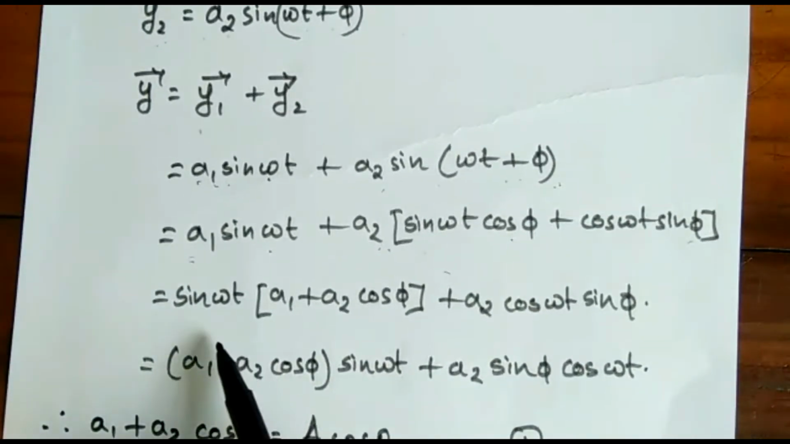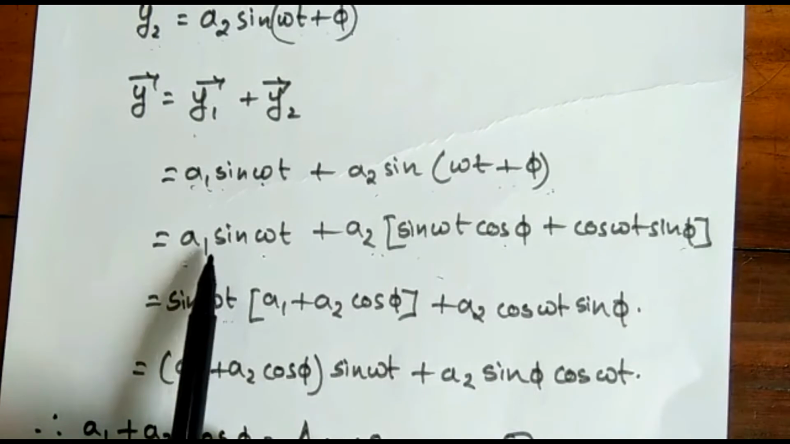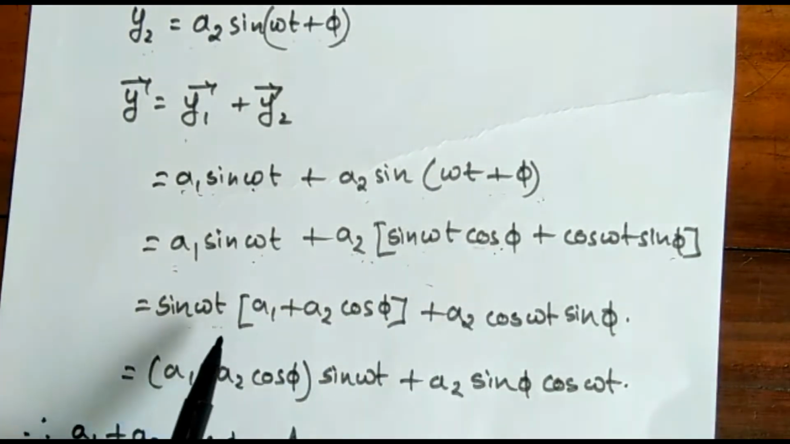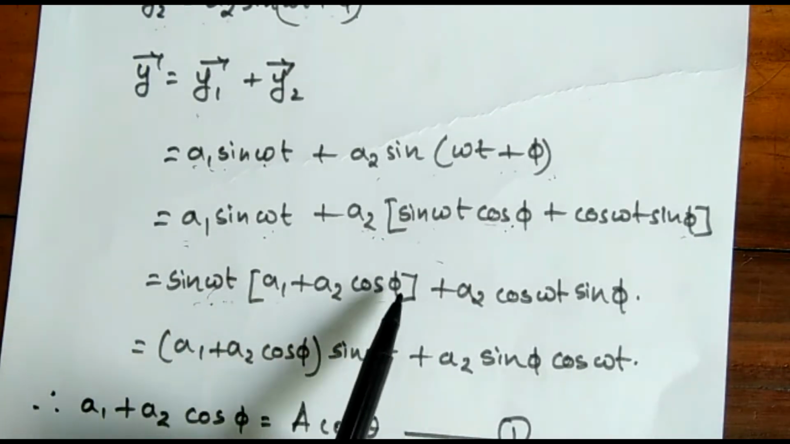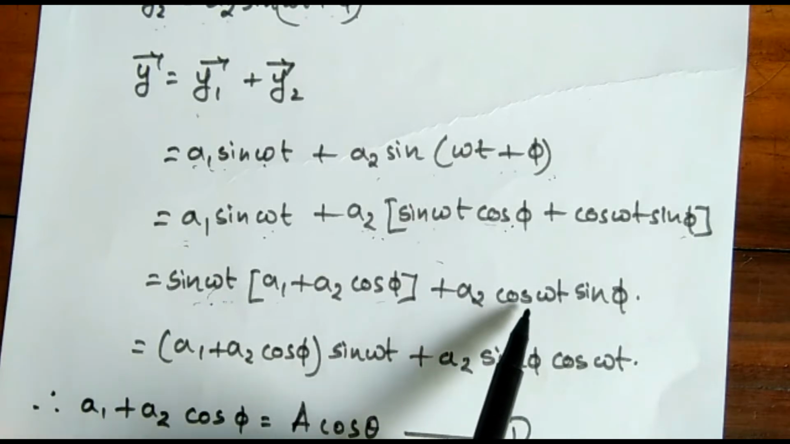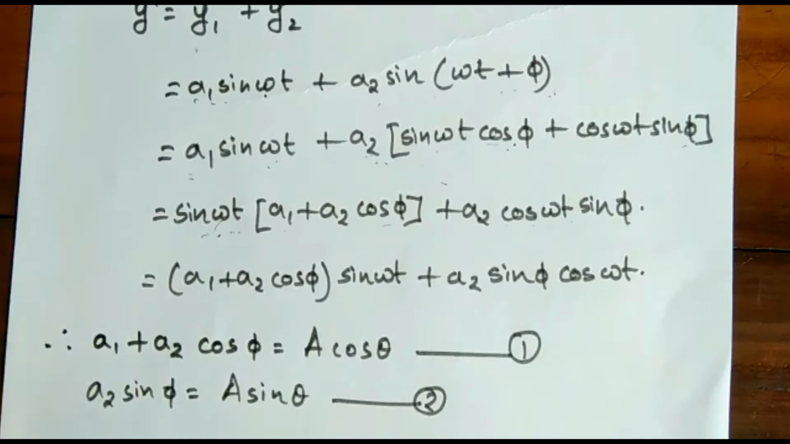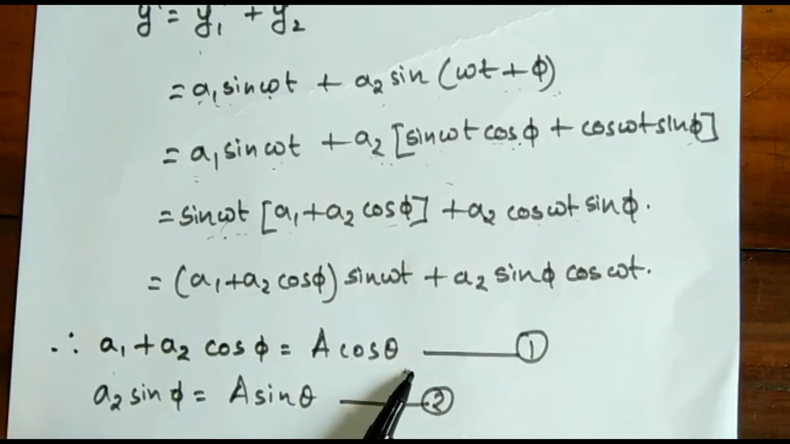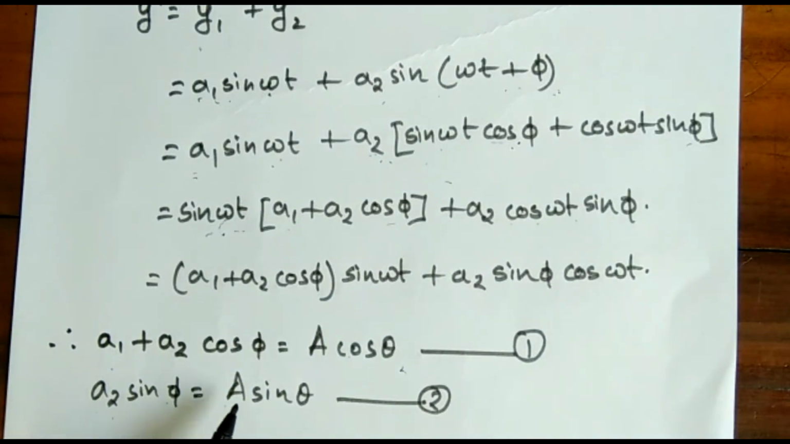Then in the next step we have taken sine omega t common from this a1 sine omega t and a2 sine omega t cos phi. So taking sine omega t common, we can write (a1 plus a2 cos phi) sine omega t plus a2 cos omega t sin phi. So now we can write a1 plus a2 cos phi as A cos theta. Here capital A is the amplitude, and then a2 sin phi is equal to A sin theta.